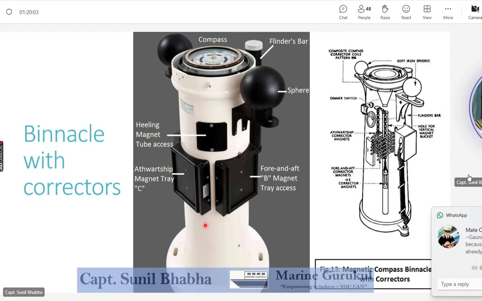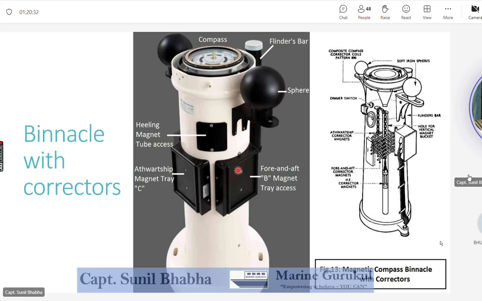This is the diagram of a binnacle. Now you see this particular plate which is fitted here. This plate carries the athwartship magnet tray. This is for correction of coefficient C. And you see this other plate which is fitted here. Now this plate carries the fore and aft magnets, fore and aft magnets correcting coefficient permanent B.